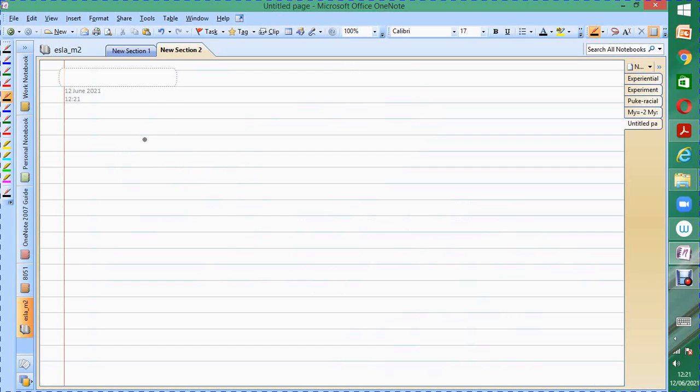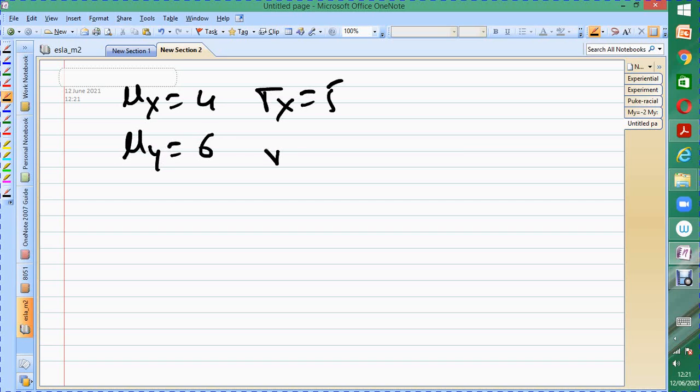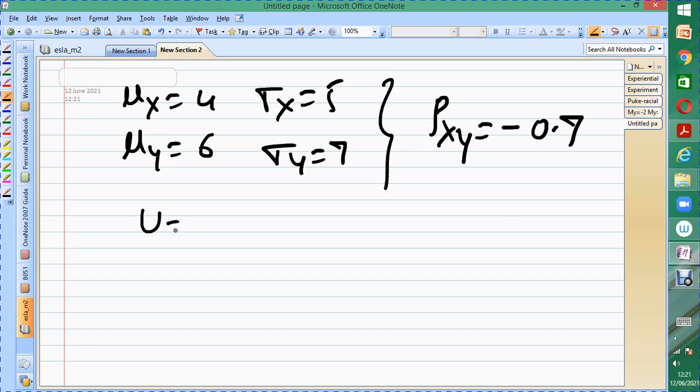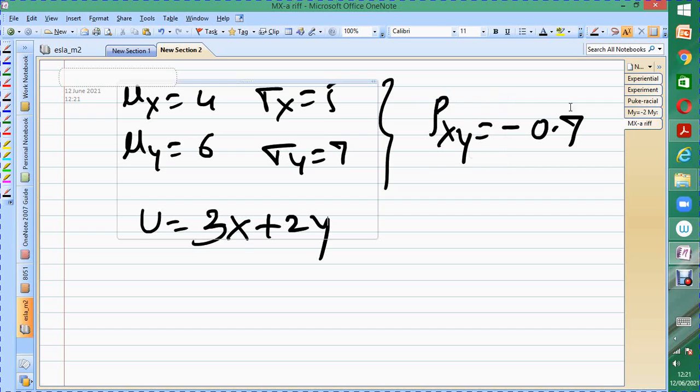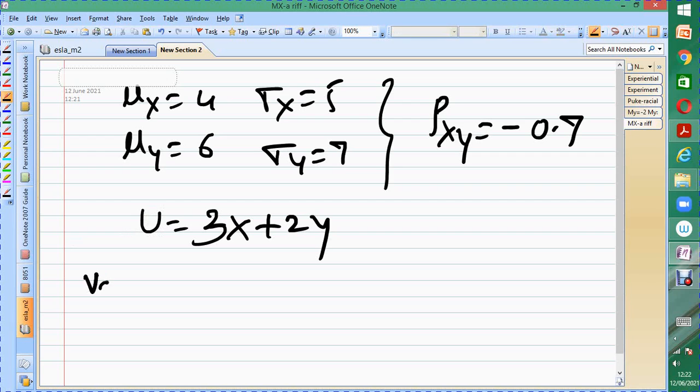So first I will note down all the given data. So here we are given mu x, sigma x, mu y, and sigma y. So 4, 5, 6, 7. And also it says that the correlation coefficient rho xy is -0.7. And also it says that the transformation function is 3x plus 2y. So given these parameters, we need to make the calculation. So for this, first let us see how to calculate the variance of u.